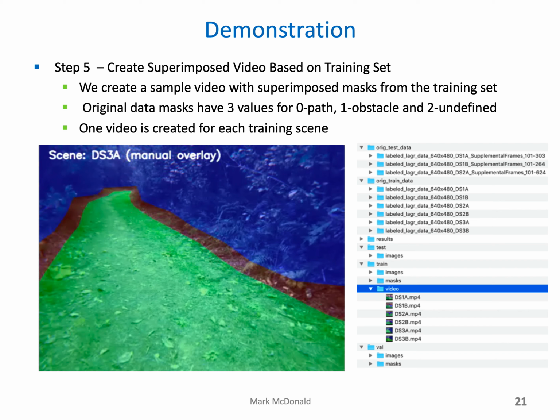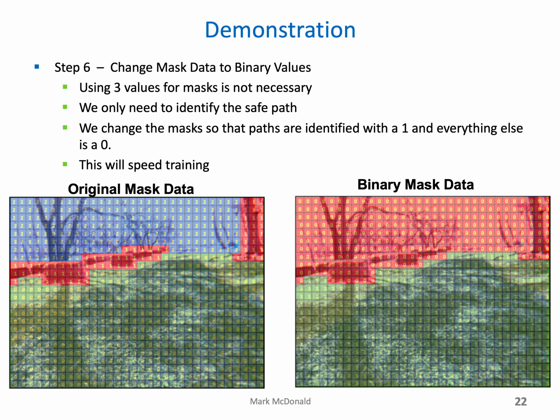The script will create an example video of each of the manually created overlays. These are stored in the train video directory as shown here. After that, we change the original mask data to be binary masks. The original data included 3 levels of data for the mask. We're going to narrow that down just to 2 levels of data, namely path or not path.